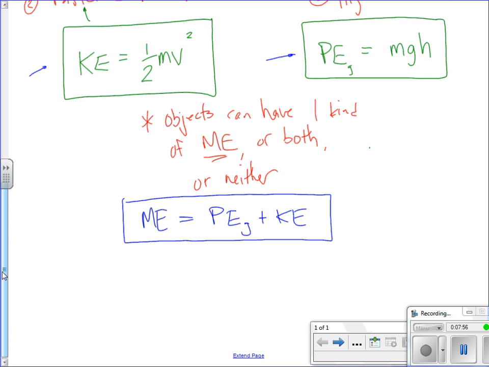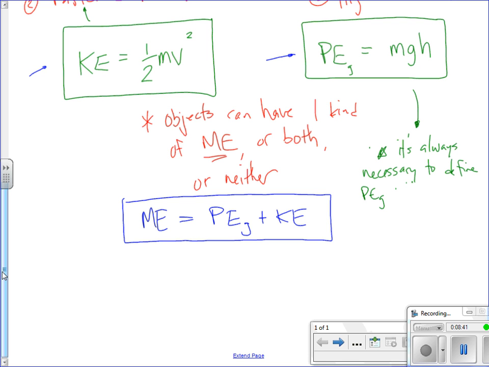Okay? A nice little note here about gravitational potential energy is that it's always necessary to define, well, we'll just say define gravitational potential energy with, or in comparison, I should say.